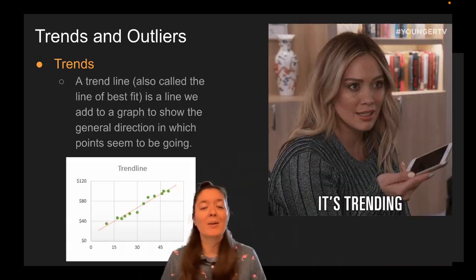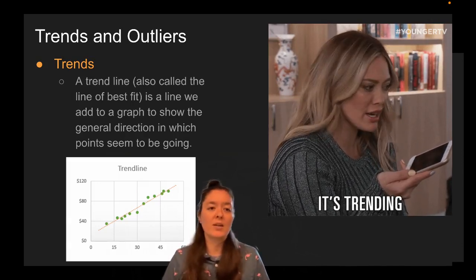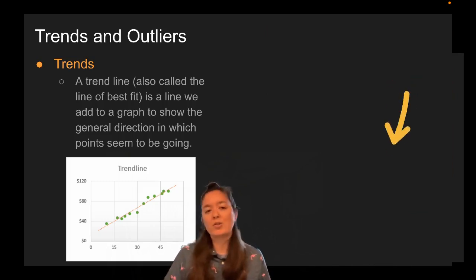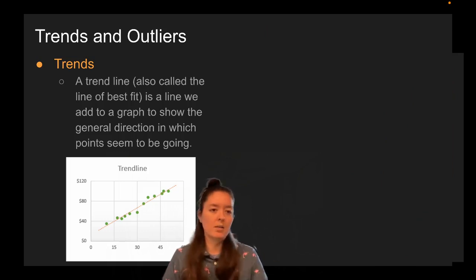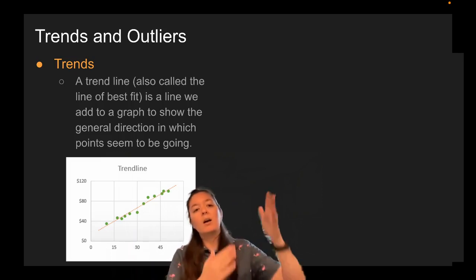Last little bit here, we're talking about trends and outliers. A trend, or oftentimes a trend line, is something we can add to a graph to show a direction in which points seem to be going. Usually this is in reference to a scatter plot, like we can see here as our example. We can see a trend going in an upward direction that is true of all of our dots. All of those data points are showing, hey, we're going upwards.